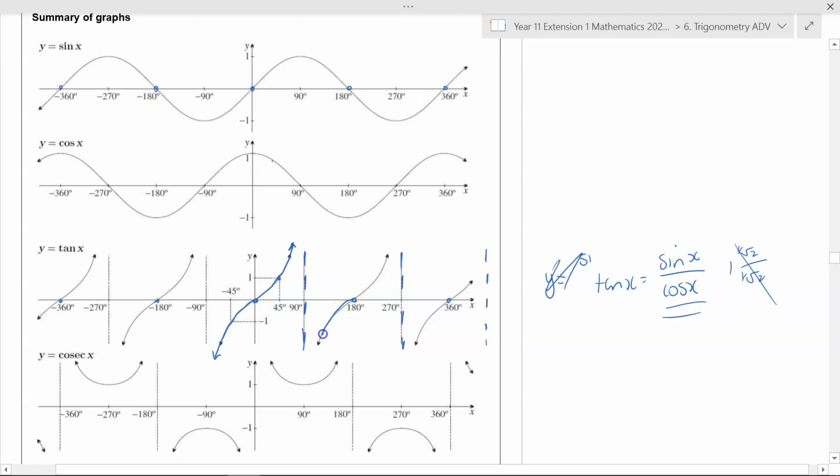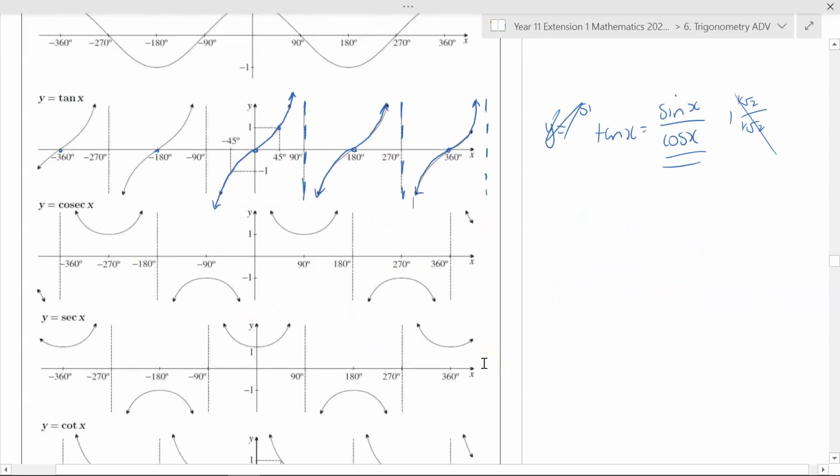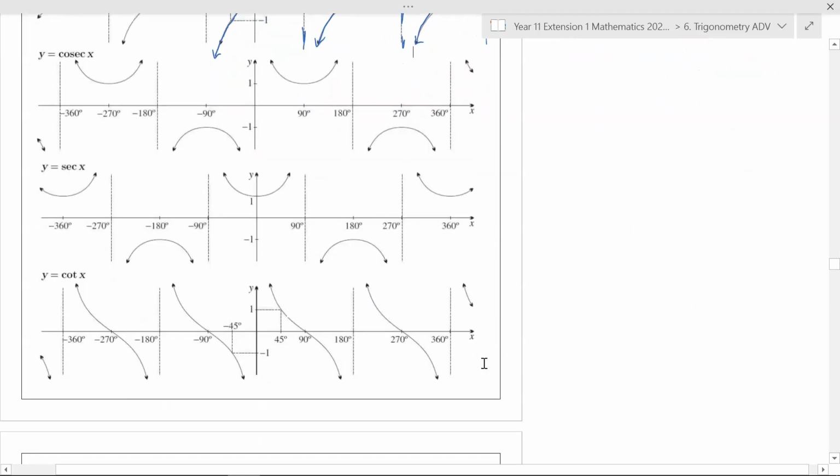This will then repeat. Okay, so 180 degrees later, we've got our next repetition there. 180 to get to that dot, and we've got our next repetition, and so on. We've looked at cosec, we've looked at sec. There's some nice, neat versions for you.